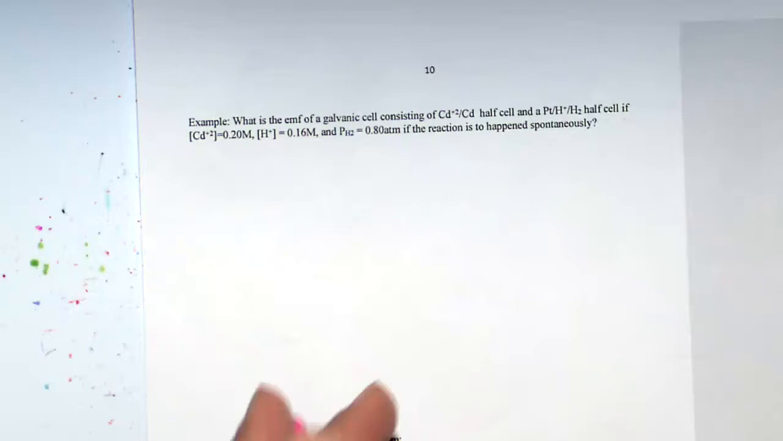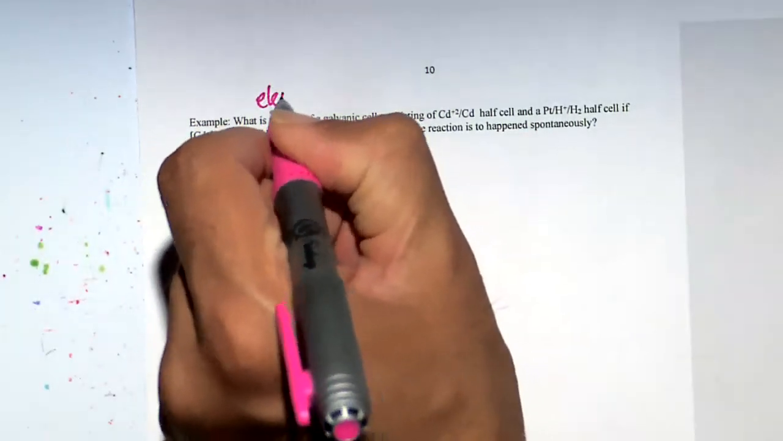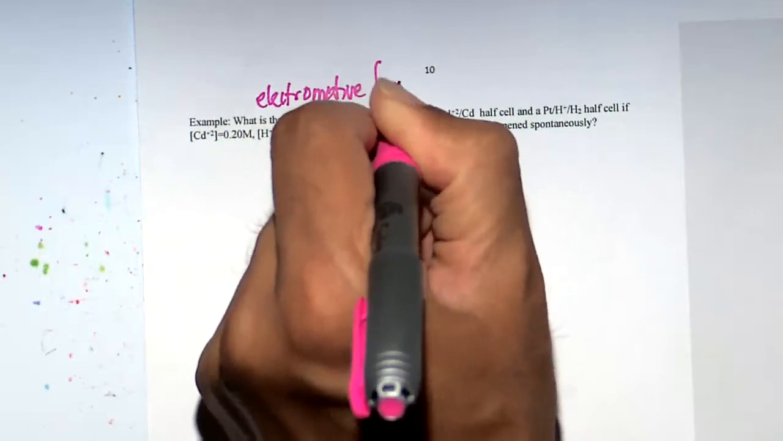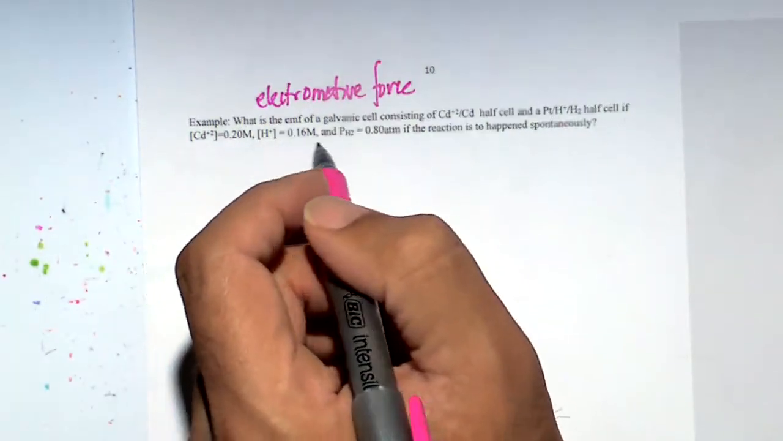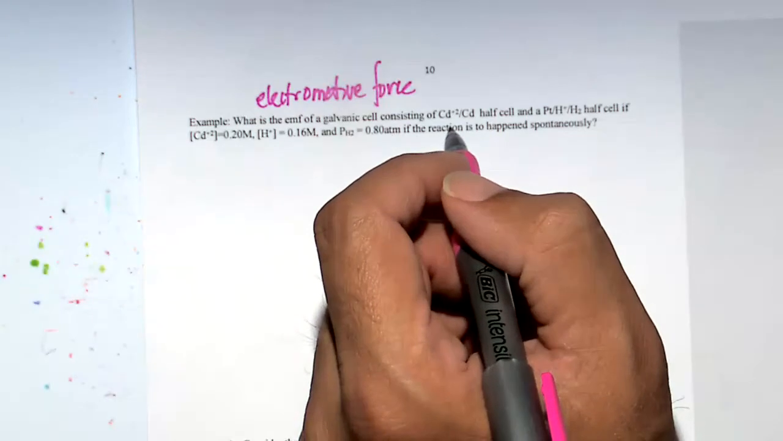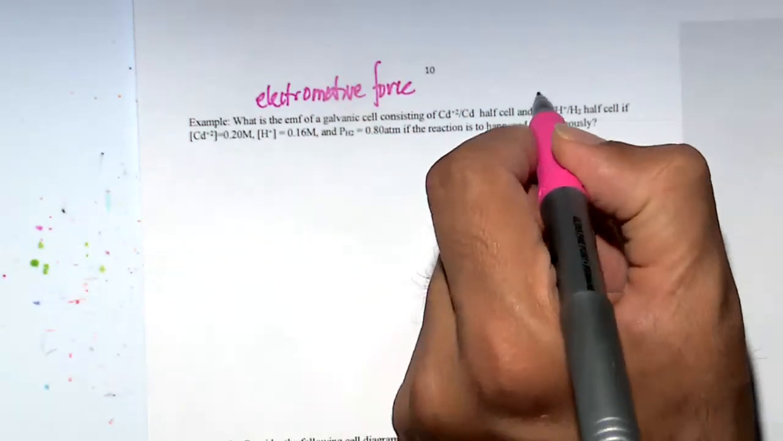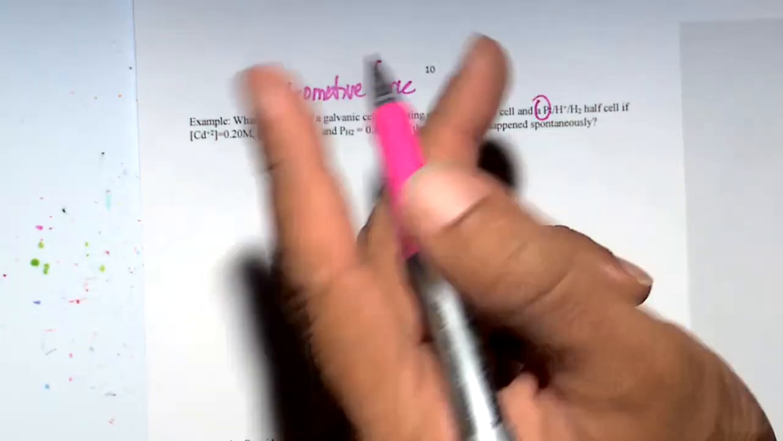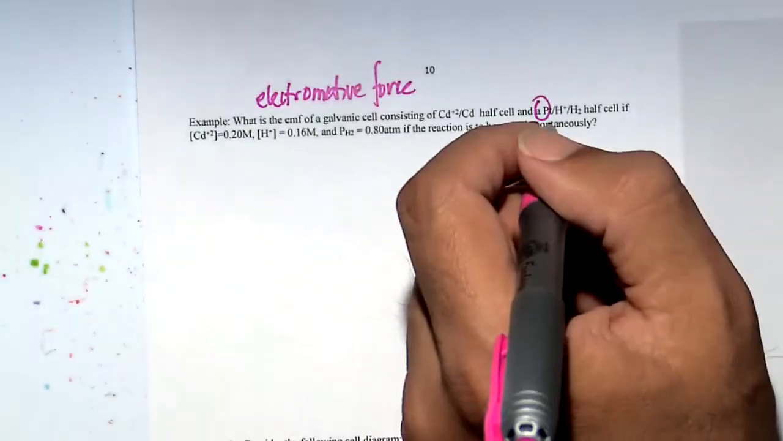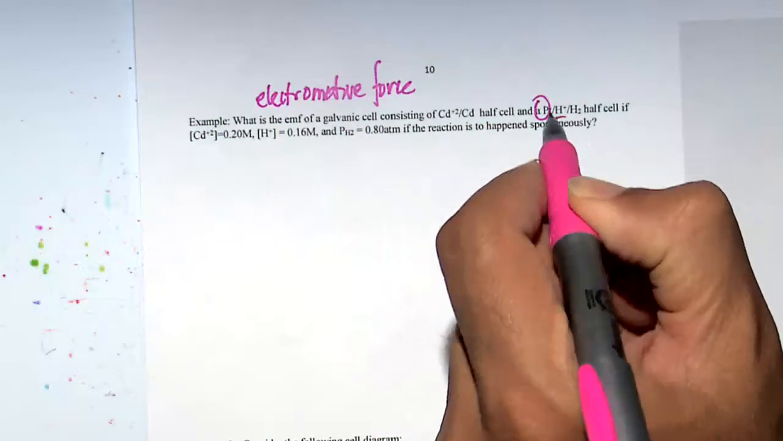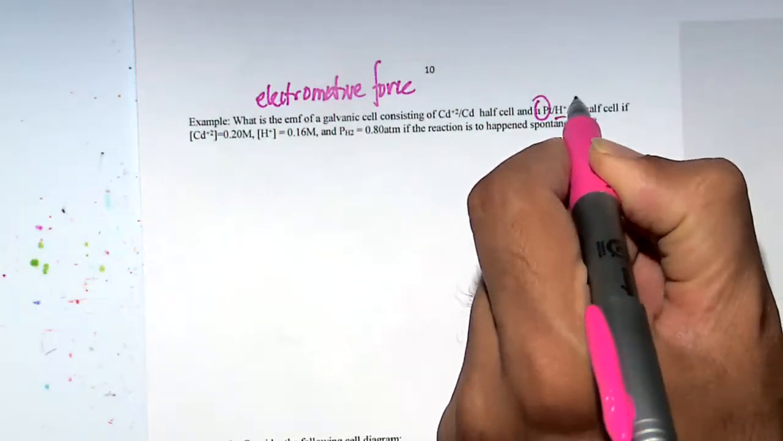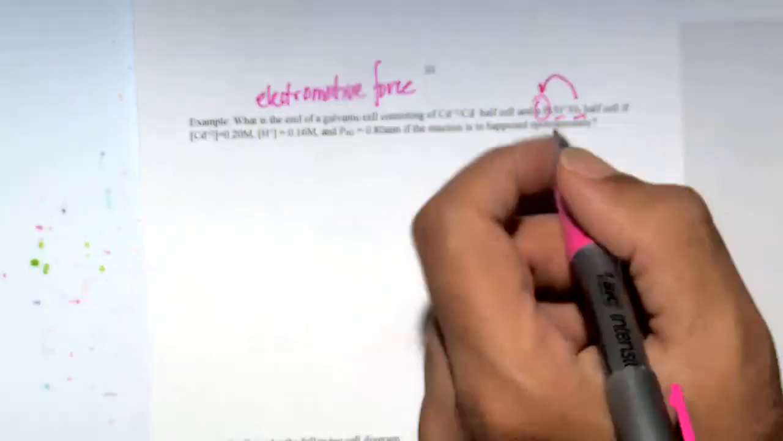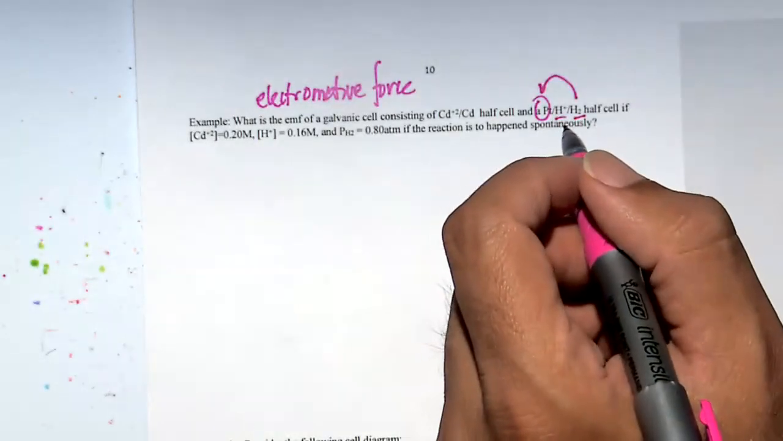All right, so what is the EMF? Remember, EMF stands for electromotive force. I have a galvanic cell consisting of a cadmium plus 2 cadmium half cell, and this Pt stands for platinum. You don't really need it in the problem, but platinum is just the solid. H plus is in liquid, and H2 is the gas. So the gas actually sort of forms on the platinum. But you don't really need the platinum to solve this problem.